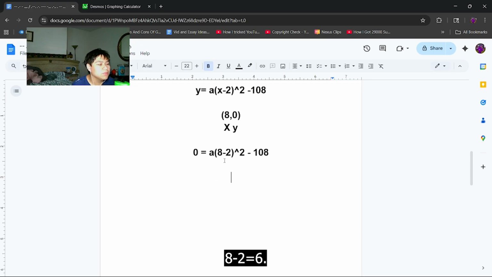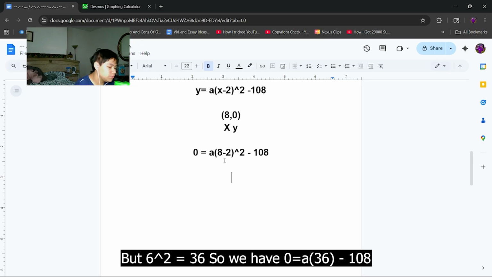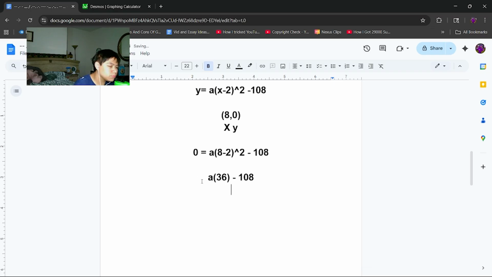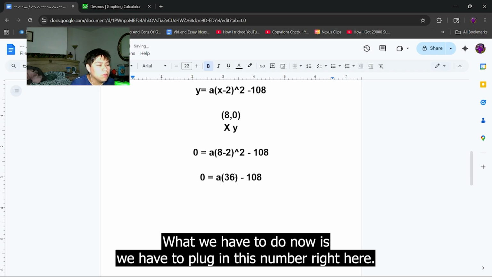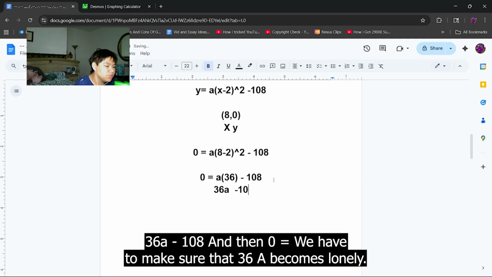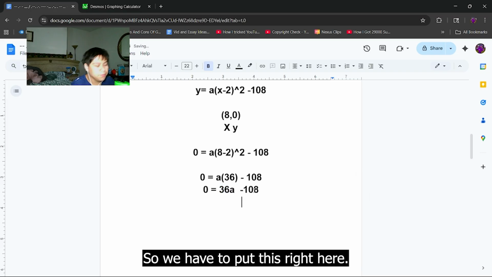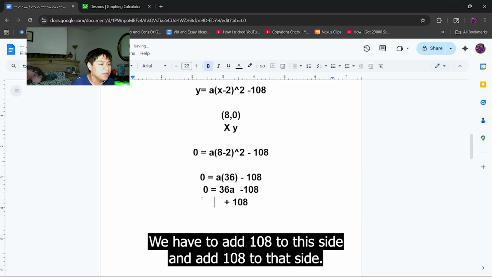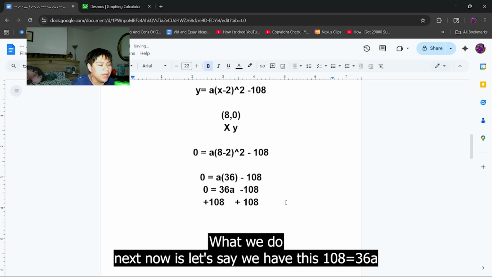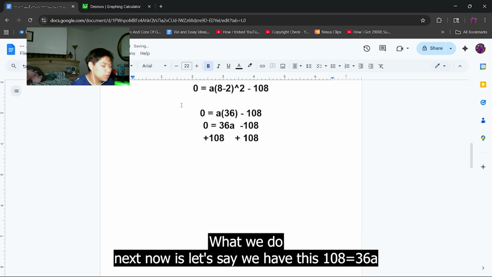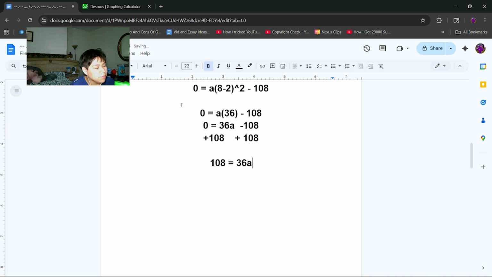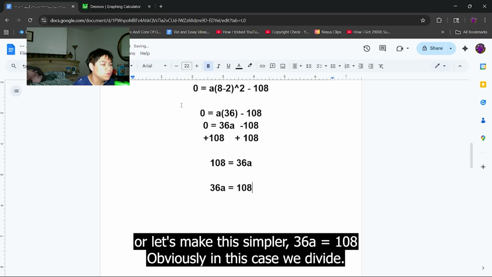Well, 8 minus 2 is equal to 6, and 6 squared is equal to 36. So we have 36a minus 108, and 0 is equal to that. We have to make sure that 36a becomes lonely, so we add 108 to this side and add 108 to that side. What we have next is 108 equals 36a. Or let's make this simpler, 36a equals 108.